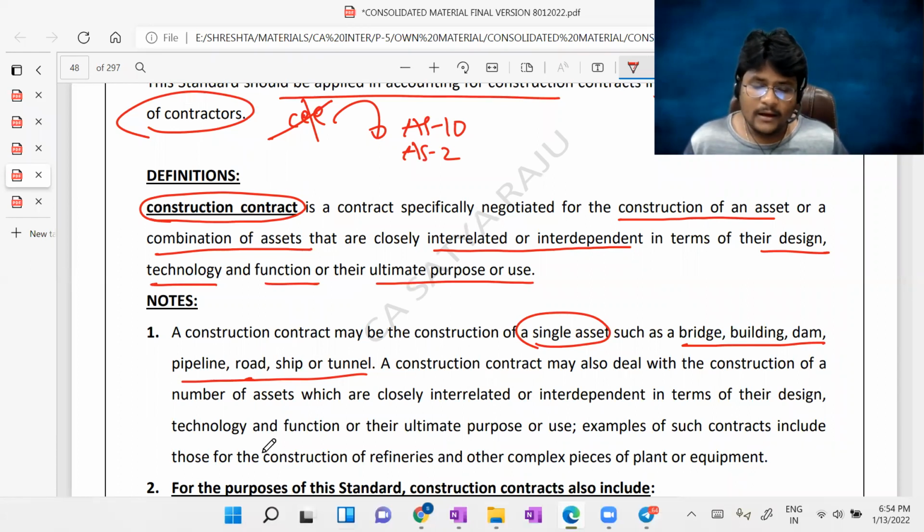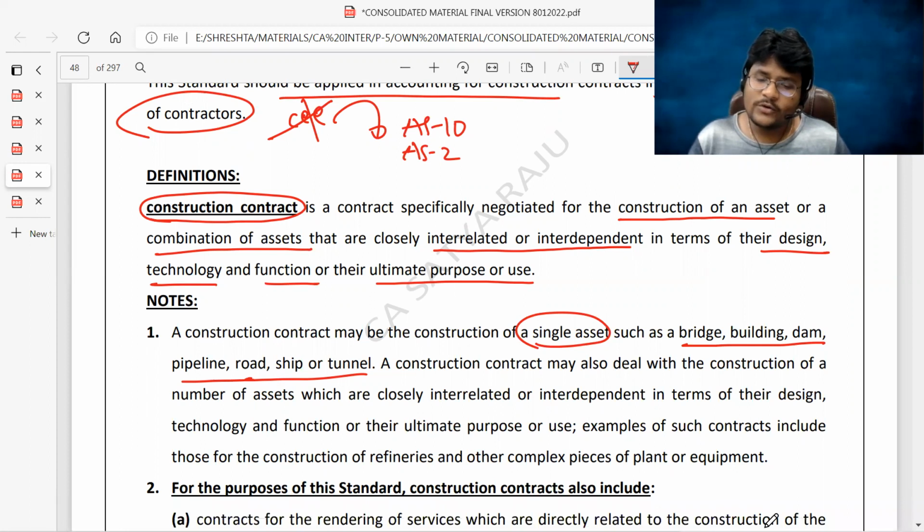Let it be. A construction contract is related to the construction of bridges, buildings, dams, pipelines, roads, ships, or tunnels, whatever the case may be. In Telangana, the biggest dam is, I think, you know, right? What is that biggest water project dam?